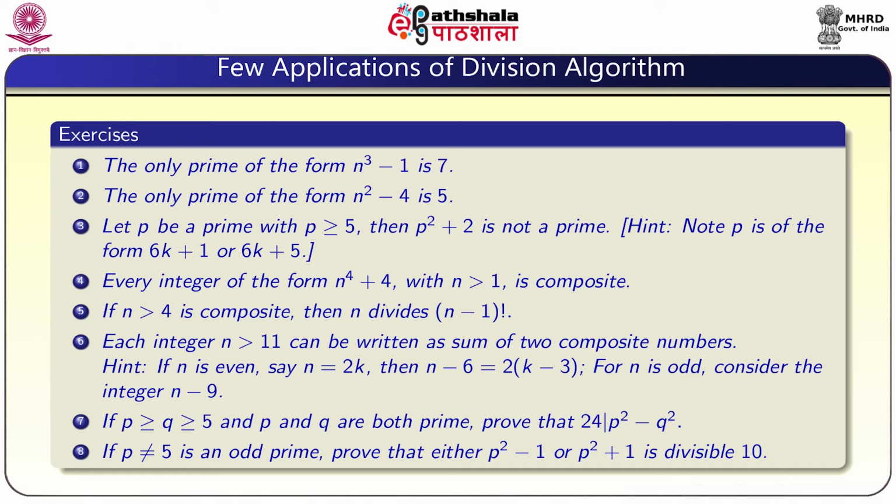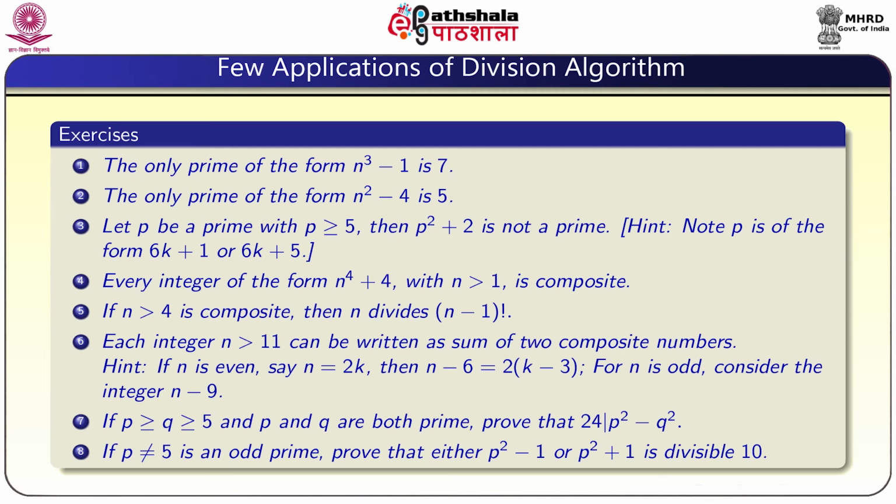So, we know that every integer is of the form 6k or 6k plus 1 or 6k plus 2 and so on up to 6k plus 5, and 6k plus 2, 6k plus 3 clearly are not primes. So, the primes have to come from 6k plus 1 or 6k plus 5. It is easy to check for these two cases that p square plus 2 is not going to be a prime number. Another problem is, every integer of the form n power 4 plus 4 is a composite number.